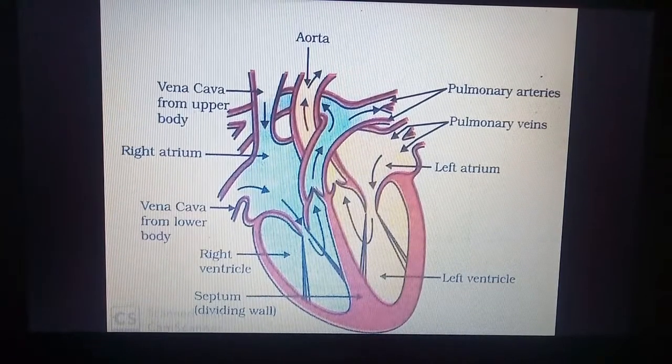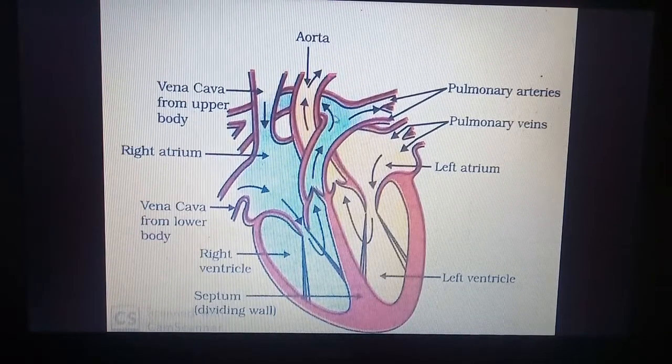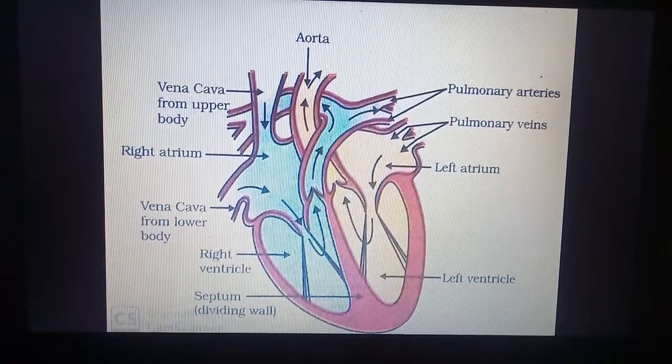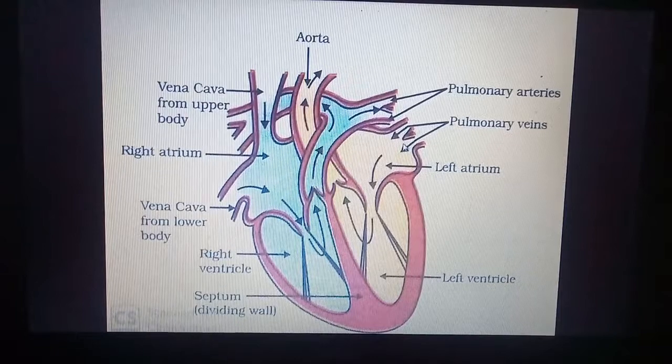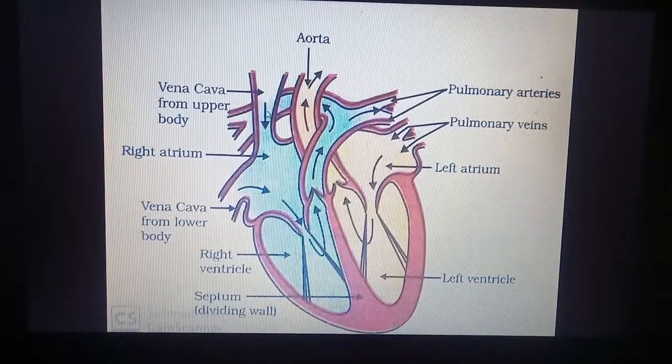So we can see that here there are 2 main circulations. The first circulation, in which pulmonary arteries take the deoxygenated blood to the lungs and return from pulmonary veins, is called pulmonary circulation. And the second circulation, in which the aorta takes the blood to the body and returns from the vena cava, is called the systemic circulation. So the same blood passes through the heart twice. That's why it is called double circulation in man.